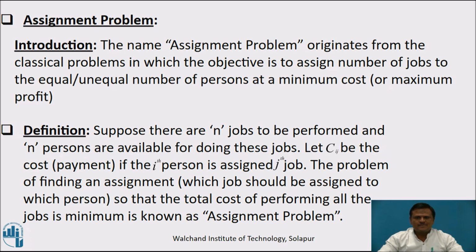Suppose there are n jobs to be performed and n persons are available for doing these jobs. Let Cij be the cost or payment if the ith person is assigned the jth job. The problem of finding an assignment, that is, which job should be assigned to which person so that the total cost of performing all these jobs is minimum, is known as an assignment problem.